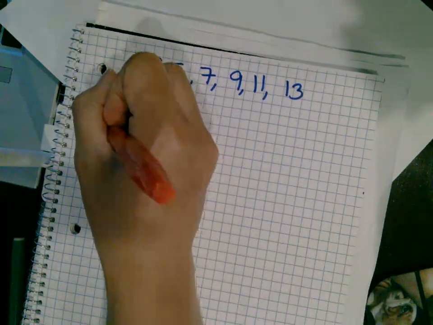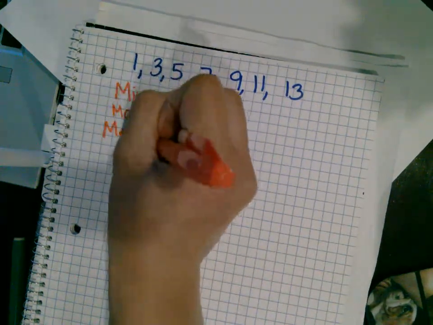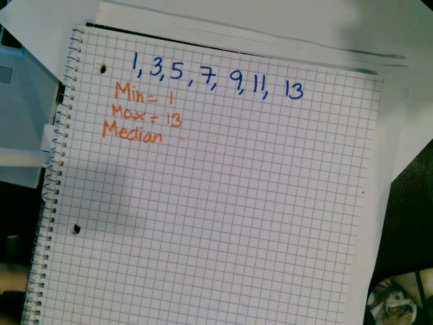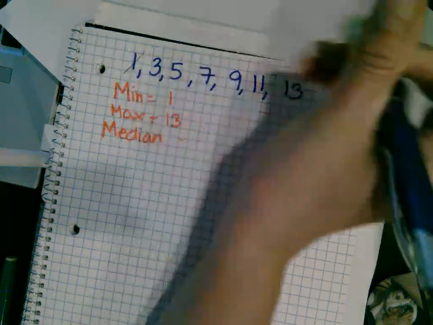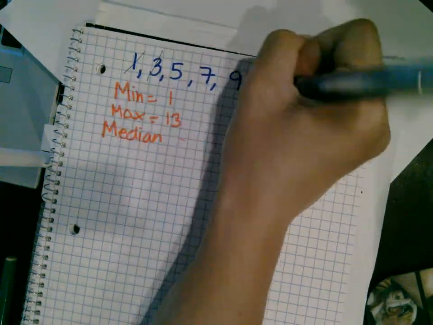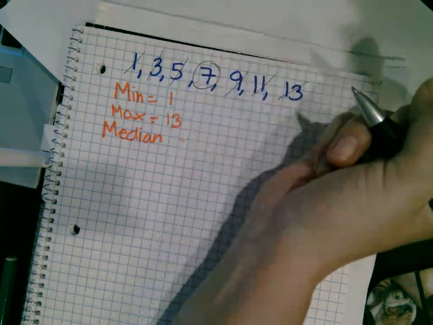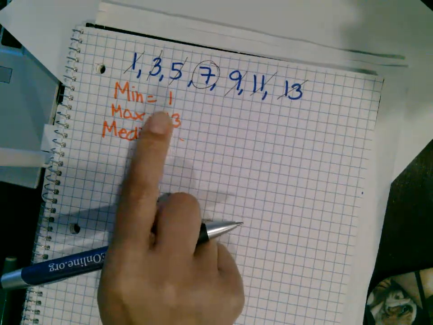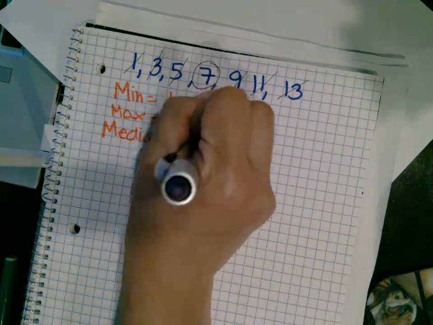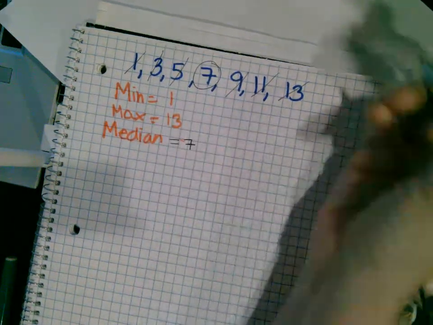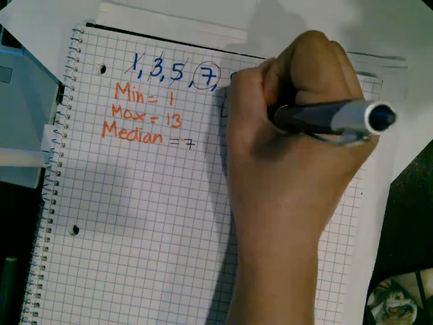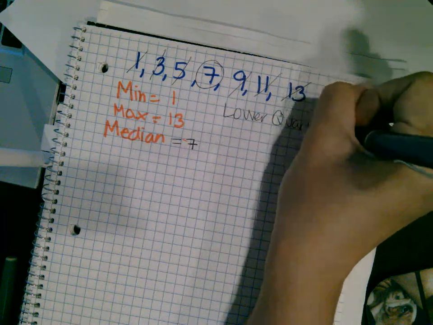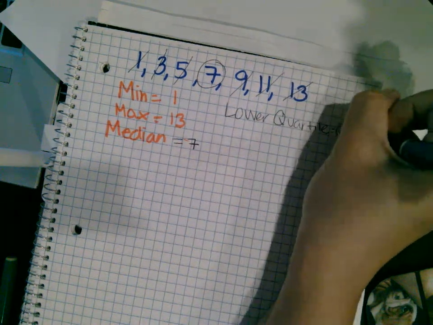Now your median. What's the number in the middle? Well, we're going to cross them out first. Cross out a small, a big, a small, a big, small, big, circle. So that's the number in the middle. So that would be called your median because it's the number in the middle. 7. Okay. Now we're going to do what is called the lower quartile, also known as Q1.